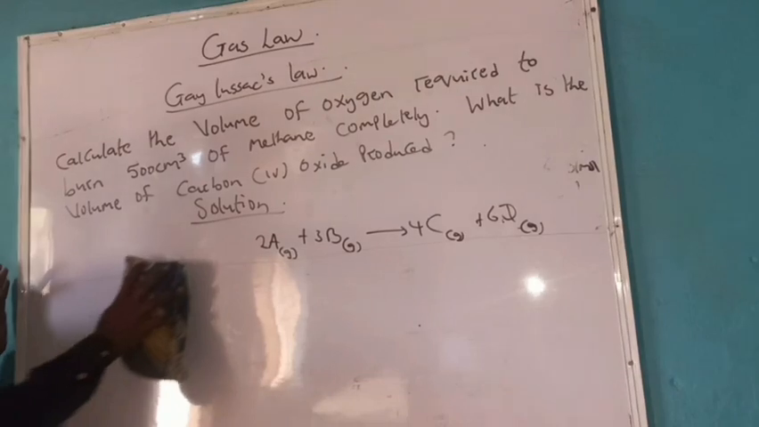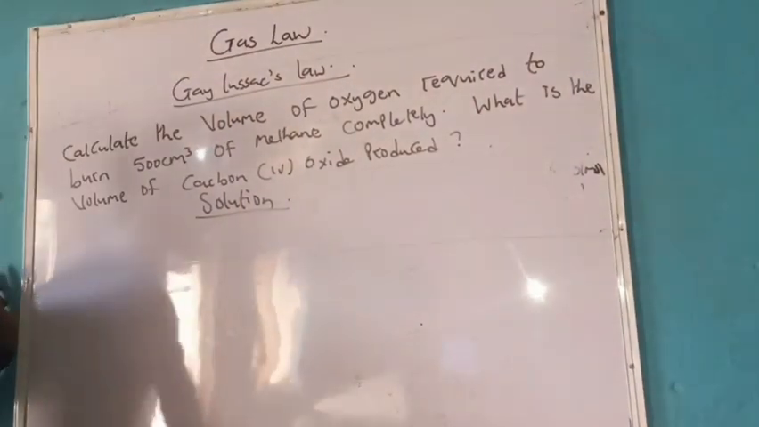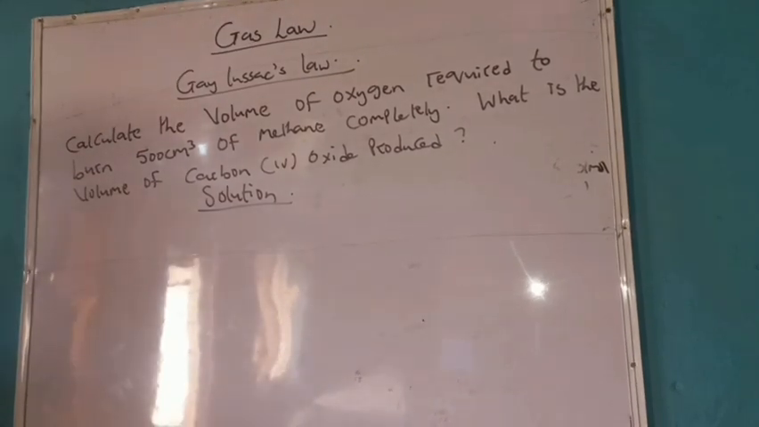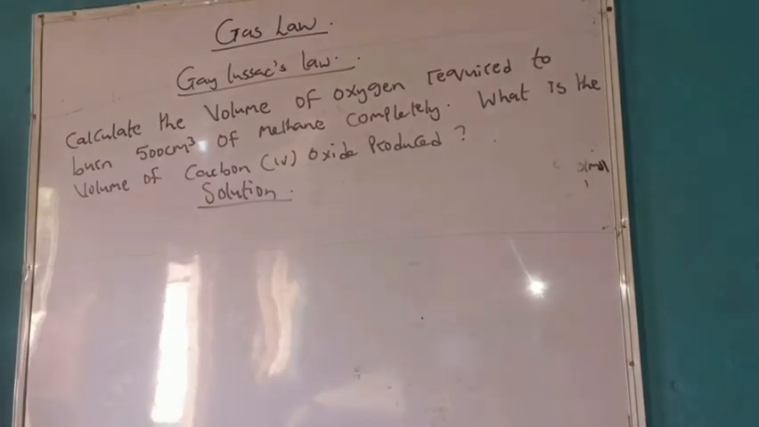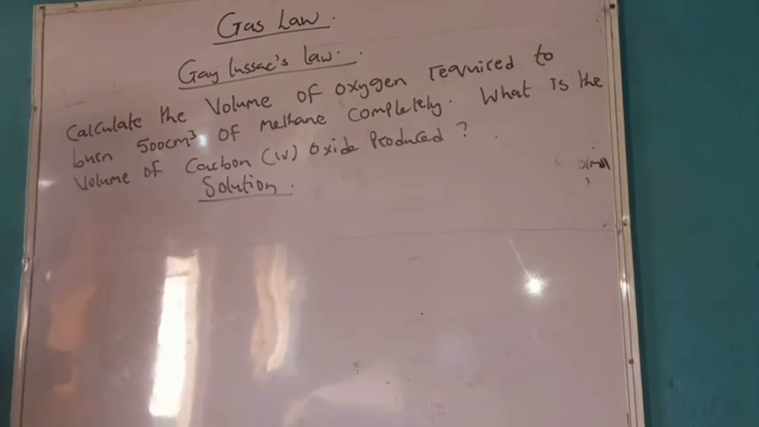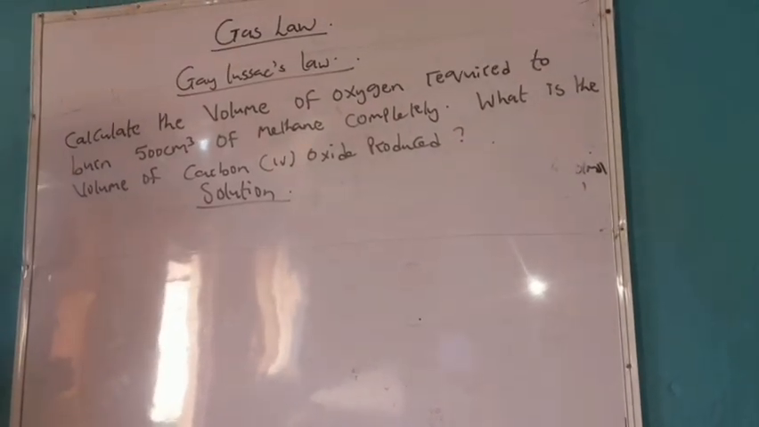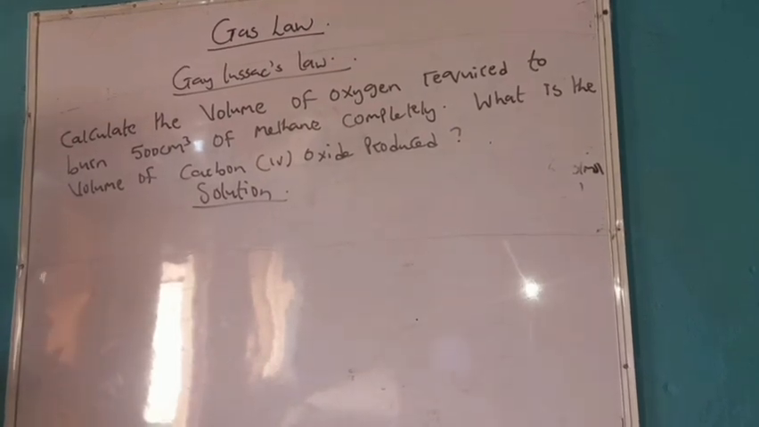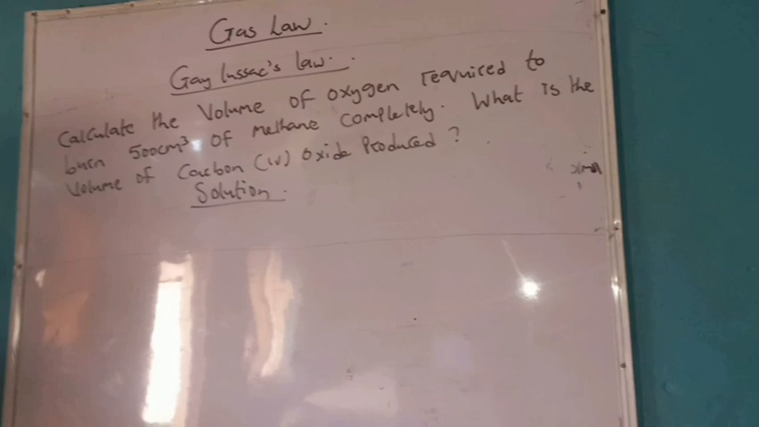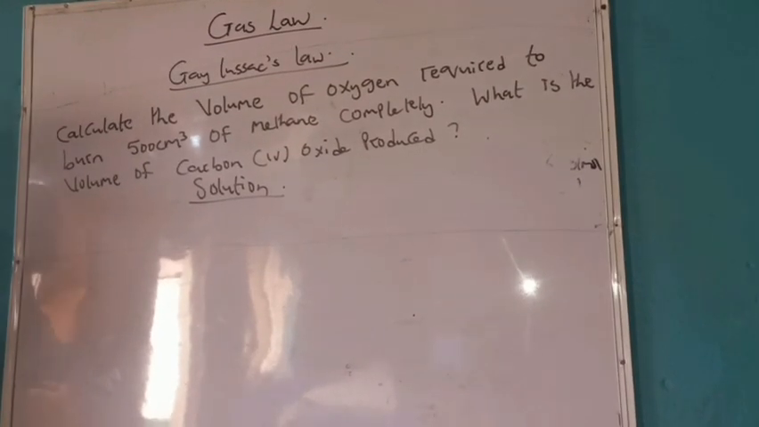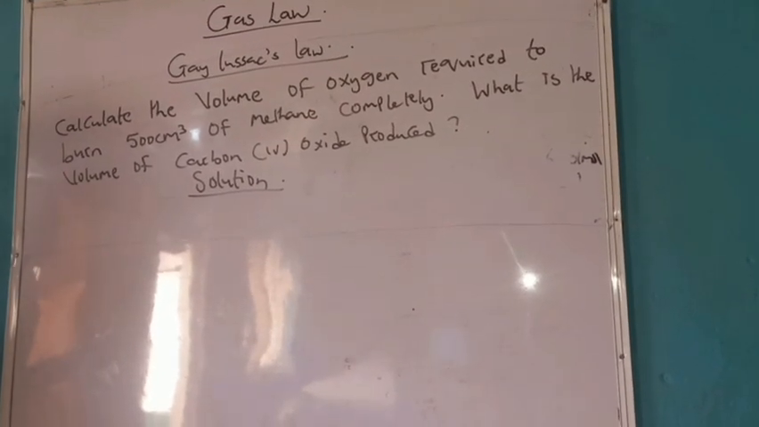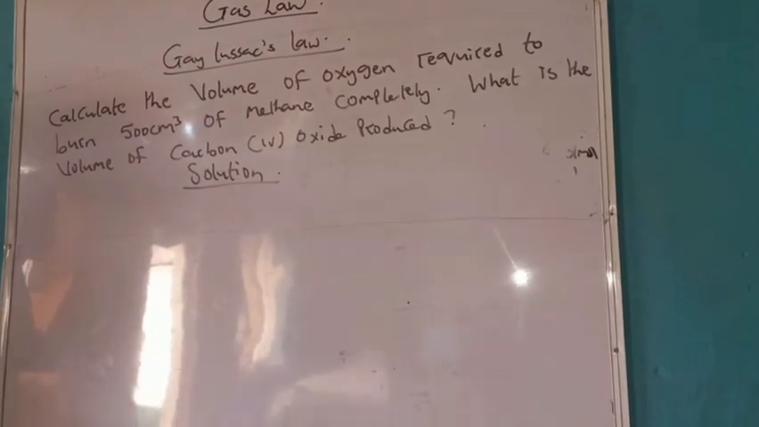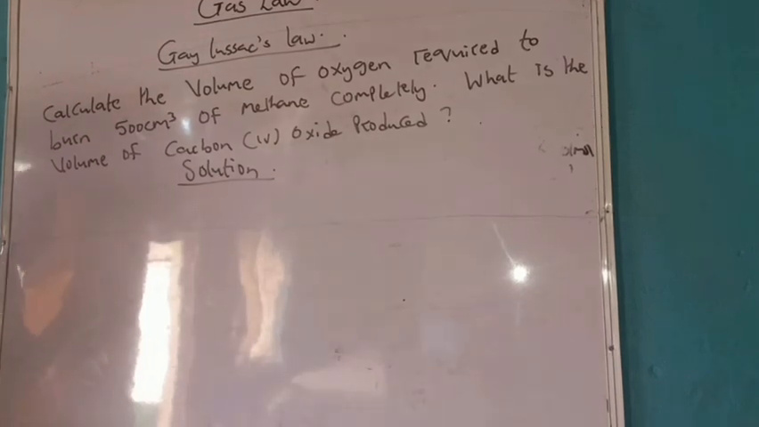Let's take a look at the first example. Calculate the volume of oxygen required to burn 500 centimeter cube of methane completely. Now, I have methane being burnt in oxygen. You remember that methane is a hydrocarbon which belongs to the alkane homologous series. When all alkanes, whether methane, ethane, propane, or octane, are burnt in oxygen, they always give carbon dioxide and water.